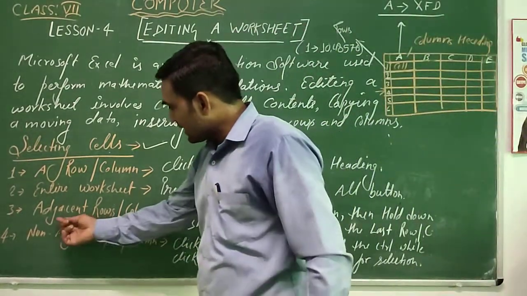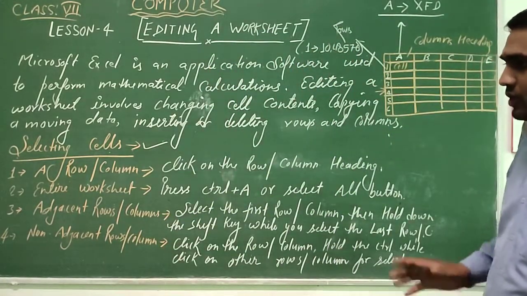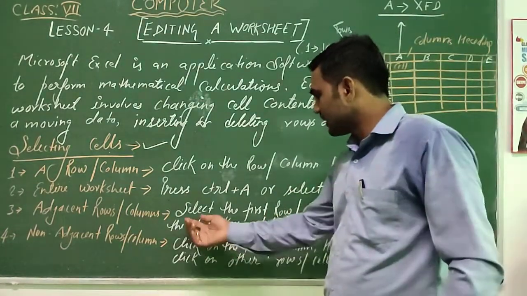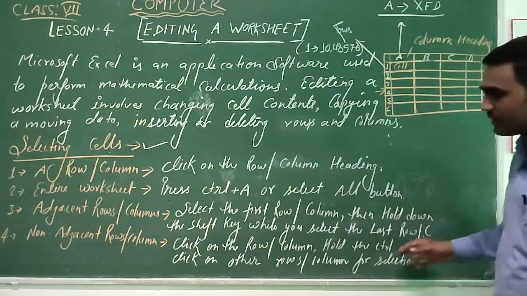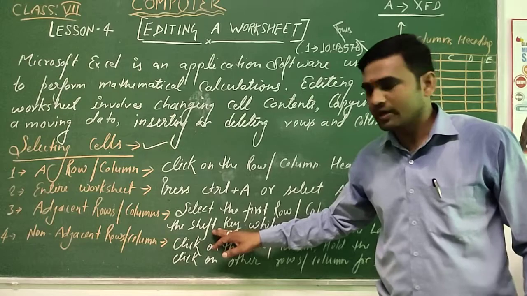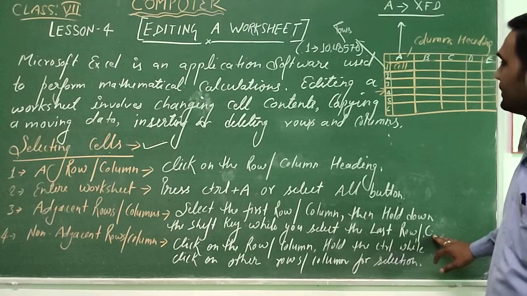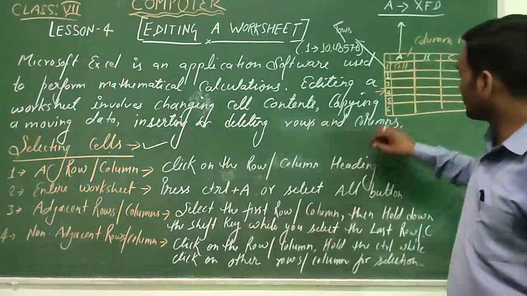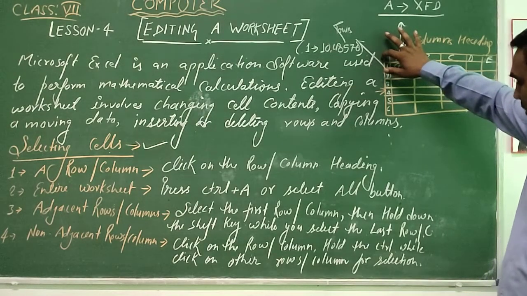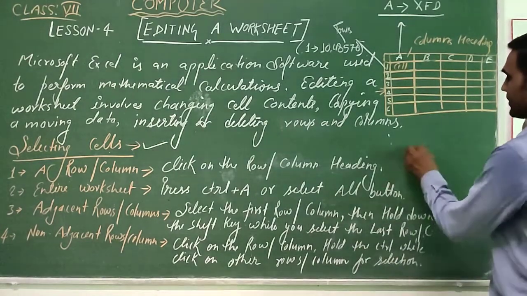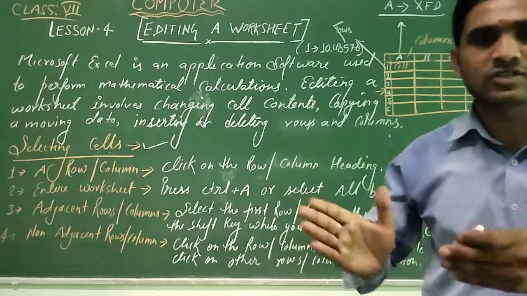Next is adjacent rows and columns, right? If you want to select adjacent rows and columns, then in that case you can select the first row and first column, then hold down the Shift key on the keyboard and then select the last row and last column, right? So it's a simple process. Click on the first row and column and then hold down the Shift key, okay, and then you can select the last column and last row.